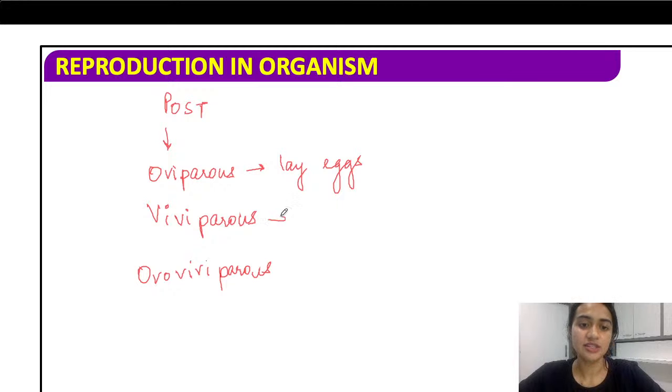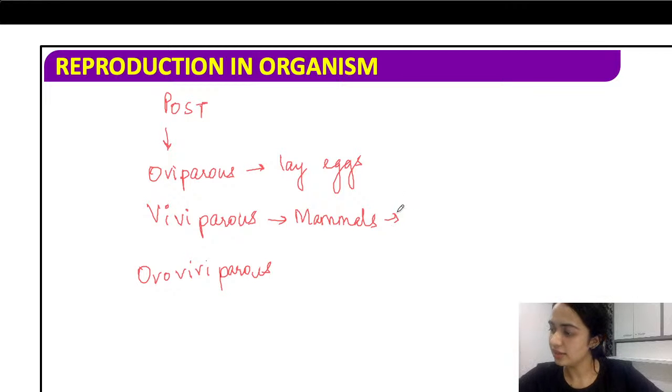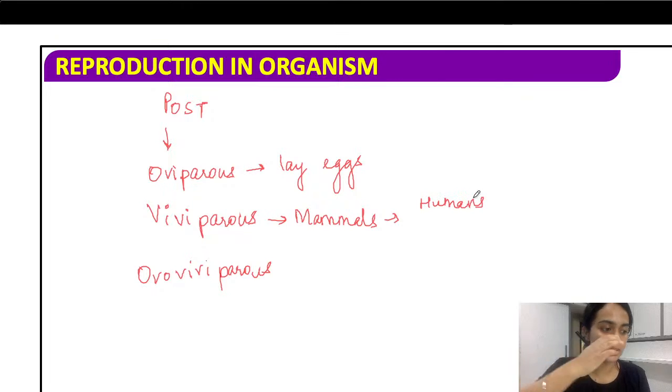Viviparous is mostly seen in mammals, and the organisms are developed completely inside the womb of the mother. The mother prepares her uterus for this process, and the organism is matured inside the mother's womb itself. Mammals like humans are the best example. All the mammals we see, like whale, etc., come under the viviparous ones.